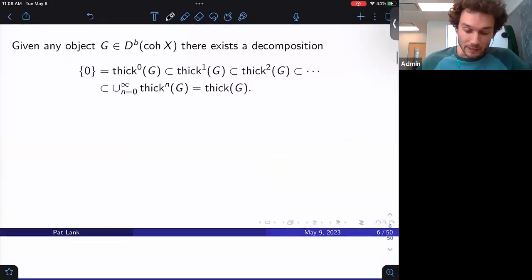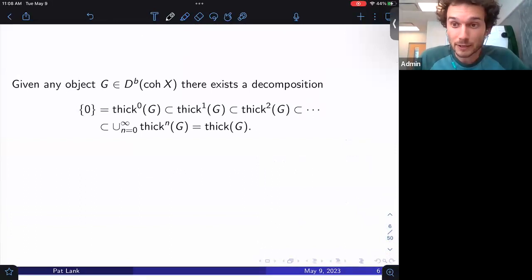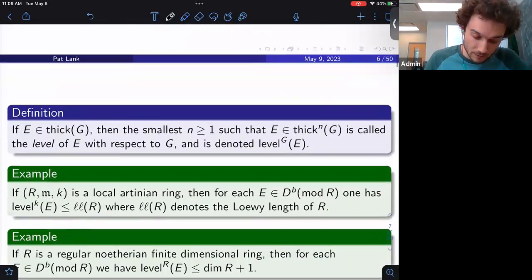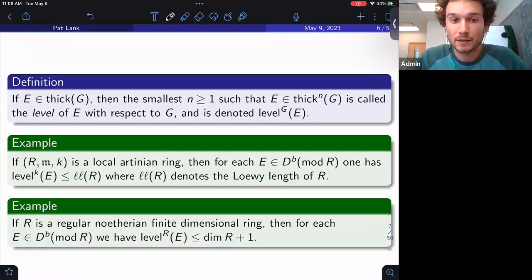So given that we have a decomposition for the smallest thick subcategory, if I choose any object E inside thick G, well, I can find the smallest n for which E is inside thick n of G. The smallest such n is called the level of G with respect to E, and we denote this as level sub G of E.